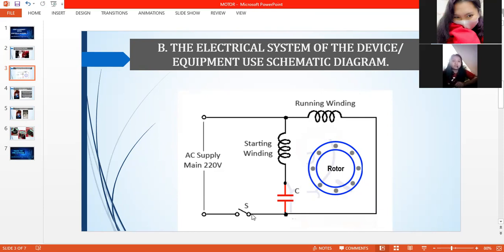As we can see here, we have the switch. If we turn on the switch, the current will flow to the capacitor, and the capacitor is responsible for the starting of our motor. Here the capacitor is directed to the starting winding, and then to the running winding. The starting winding is also known as the auxiliary winding, and the running winding is also known as the main winding. That is for our schematic diagram.